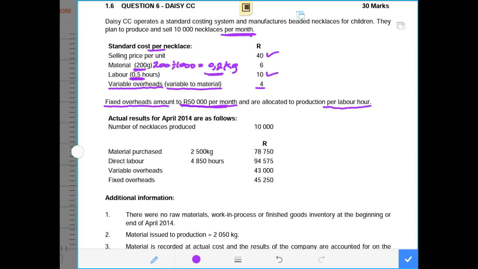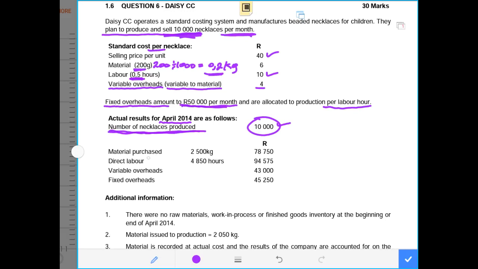Then after, we go to the actual information that is provided to us. We are given the actual results for the month of April. And the actual results show that the number of necklaces that were produced amounted to 10,000 units. Remember, we previously budgeted to manufacture 10,000 units. This was a plan to produce and sell 10,000 units, and fortunately we produced the same 10,000 as we anticipated or budgeted.